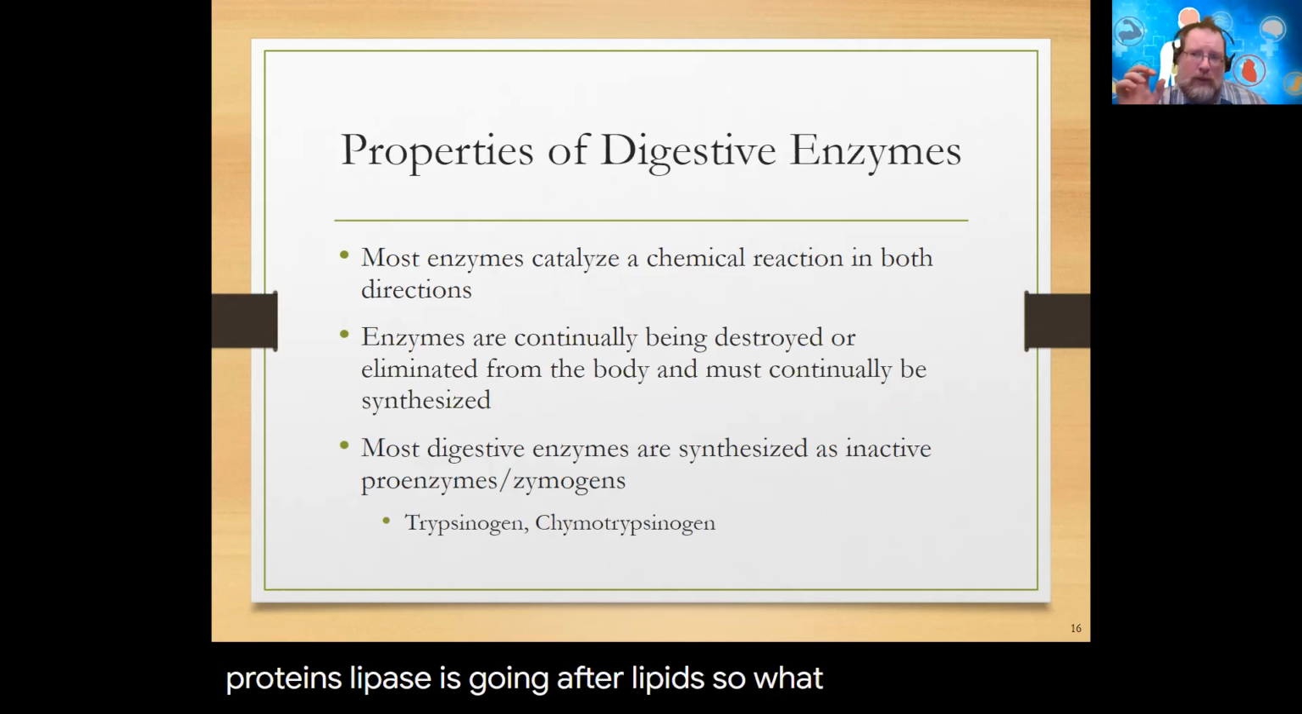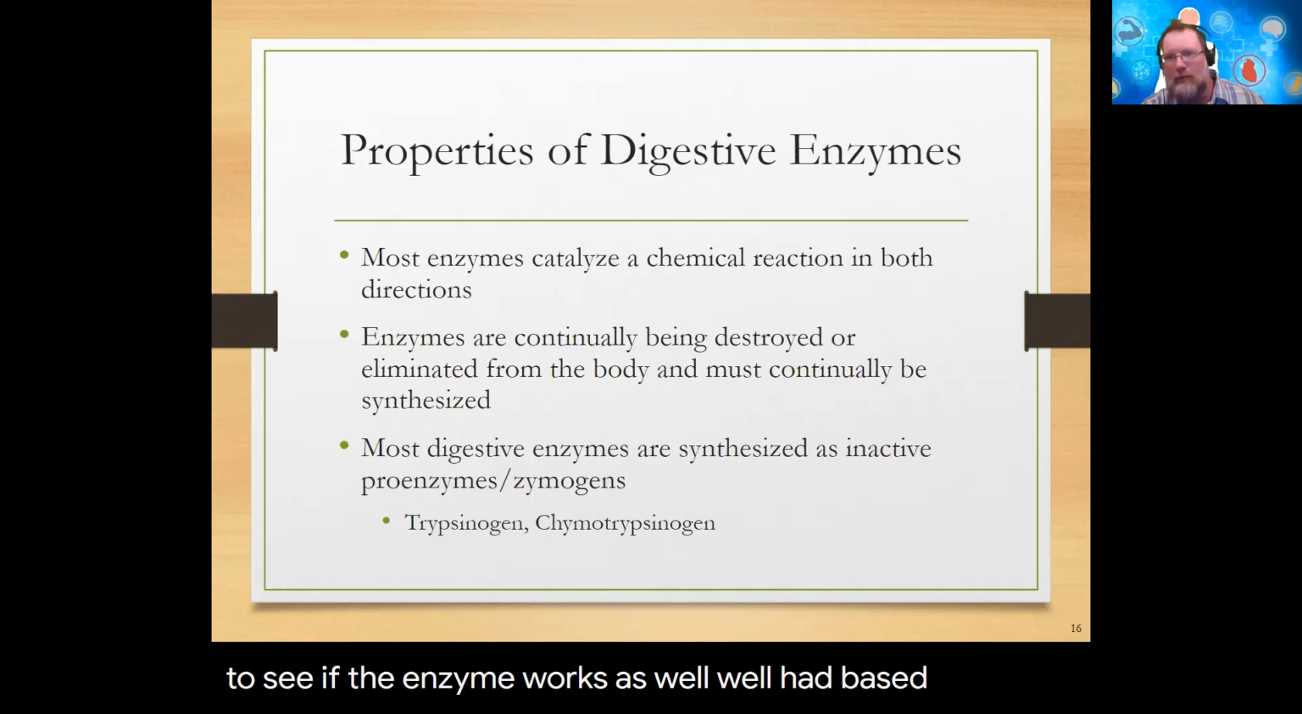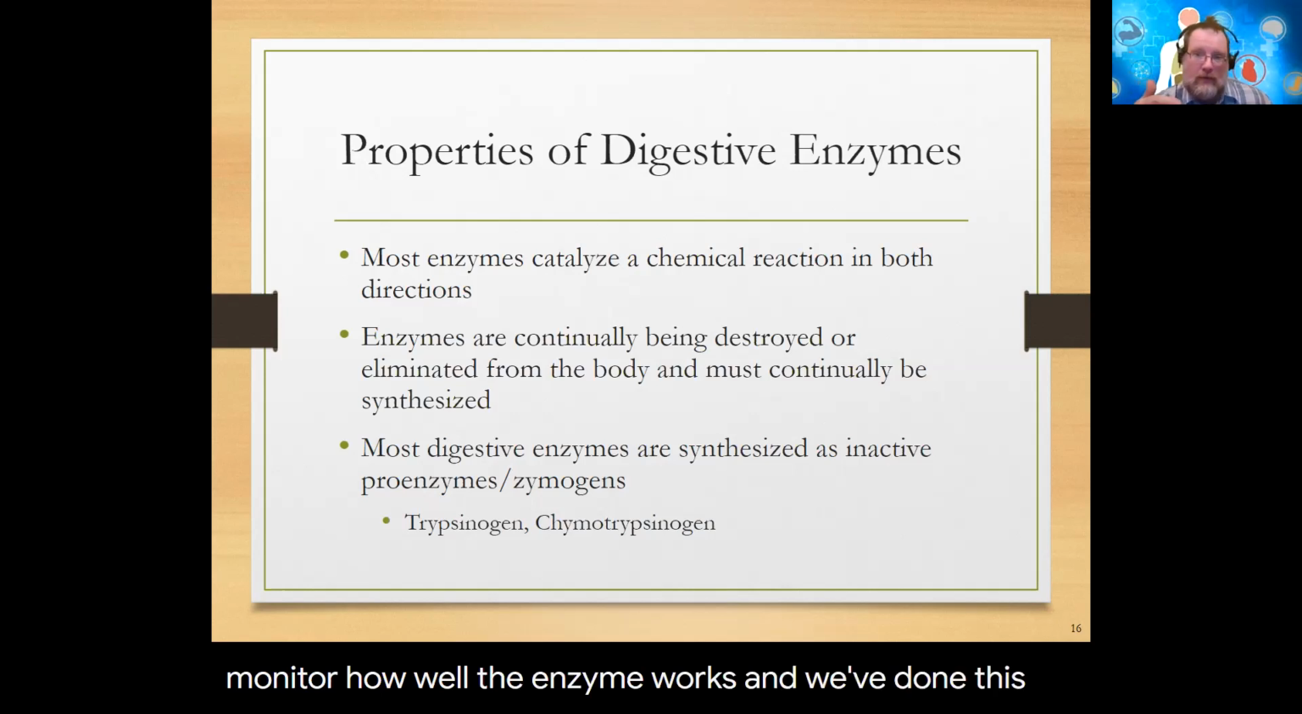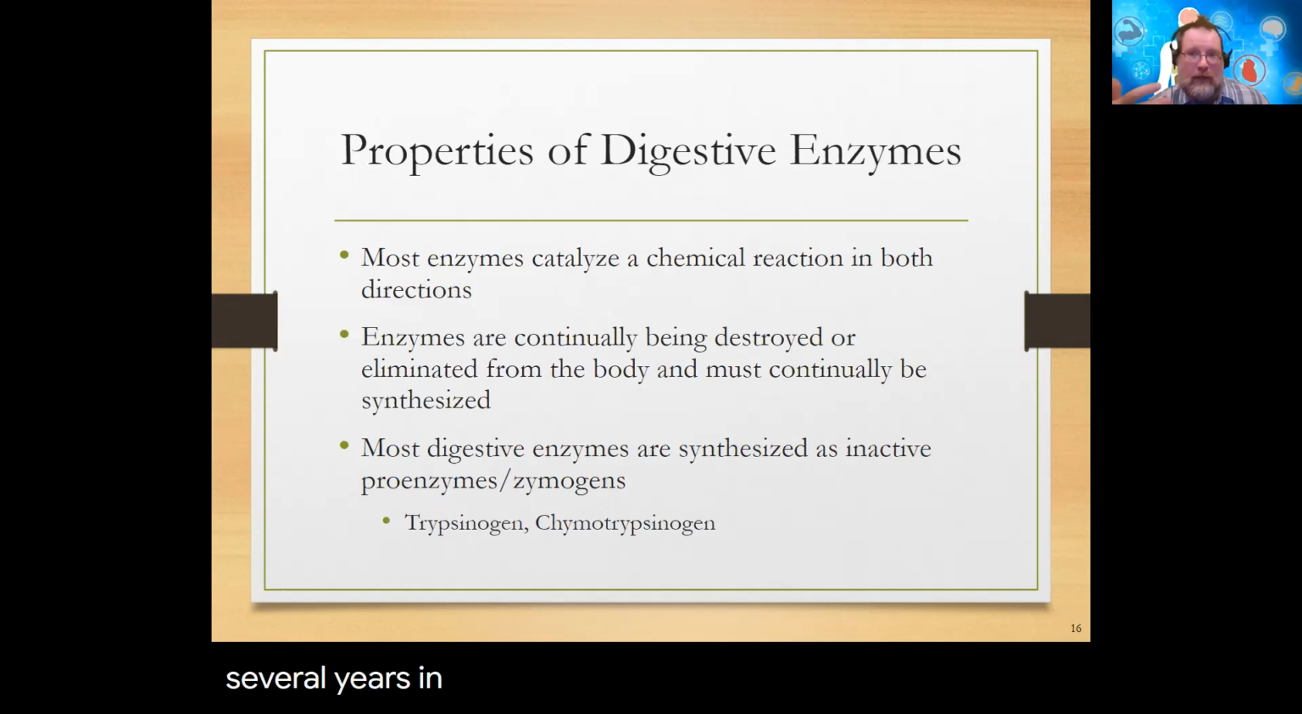So what we'll do is heat up the temperature of the environment to see if the enzyme works as well. We'll cool the environment and see if the enzyme works as well. We'll add acid to the environment to see if the enzyme works as well. We'll add base to the environment to see if it works as well. So anyway, we can alter the conditions of pH and temperature and then monitor how well the enzyme works. And we've done this for several years and found that, in fact, temperature and pH do affect enzymes. They don't work as well if they're outside of fairly small ranges.